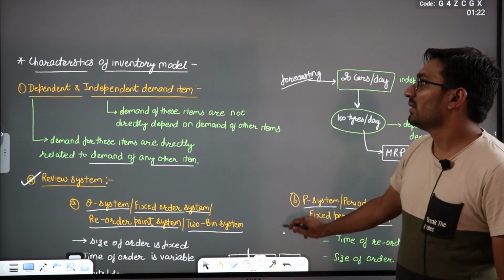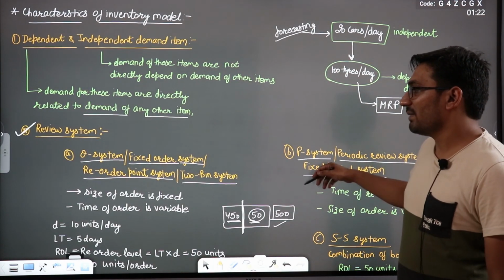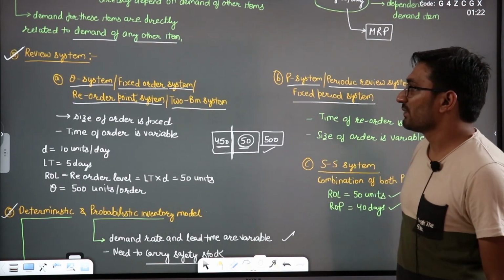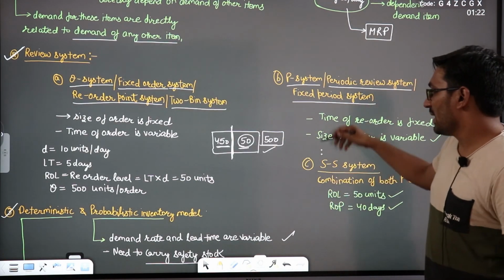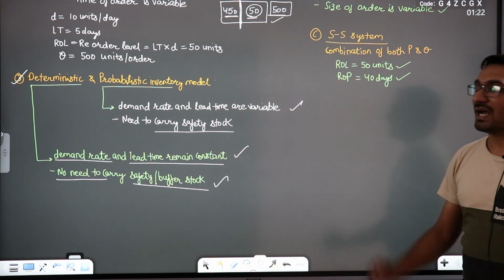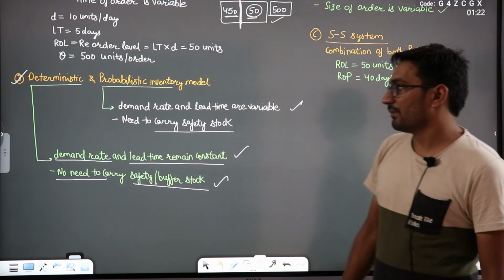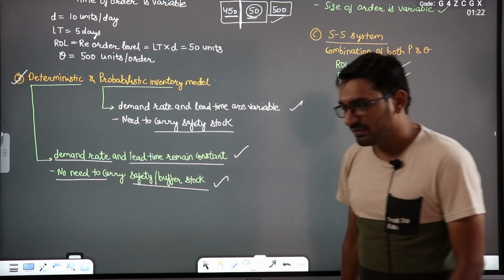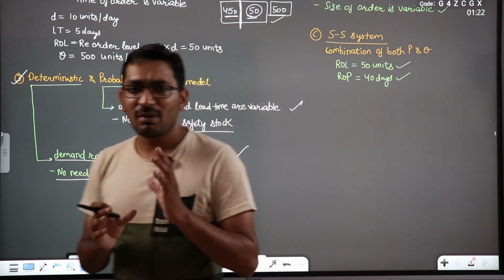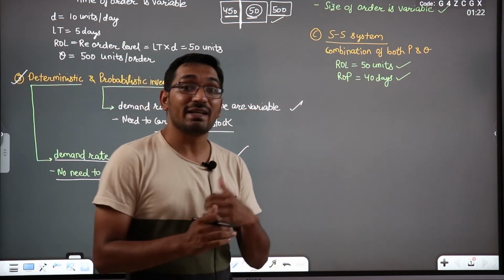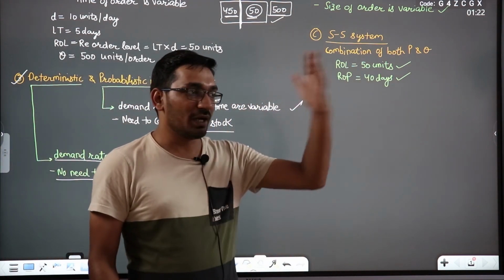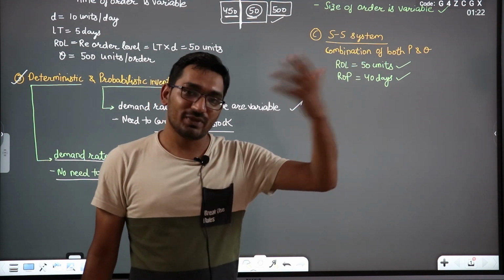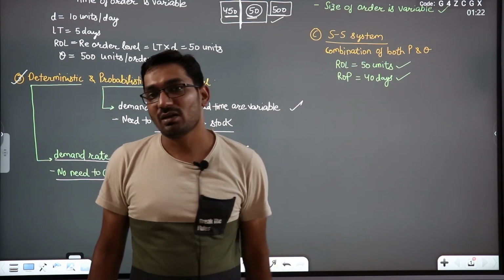So these are the three characteristics of the inventory model, right? First one is dependent and independent demand items. Second one is the review system, Q system and P system. And third one is deterministic and probabilistic inventory models. So these are the basic theory part of inventory. Now let us discuss some of the important inventory models. First we will go with the deterministic inventory model, then we will go with the probabilistic inventory model.